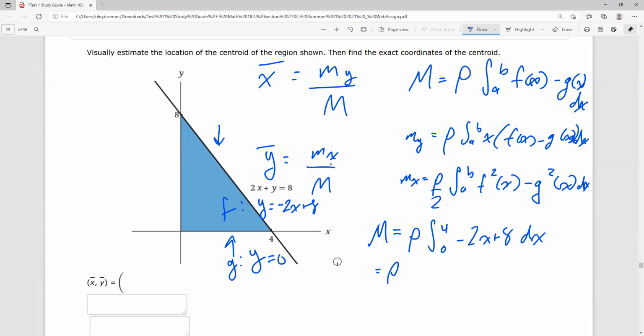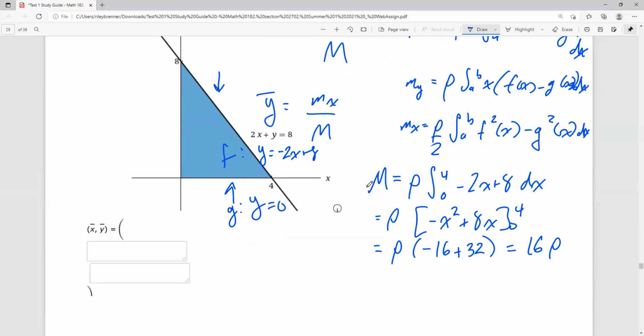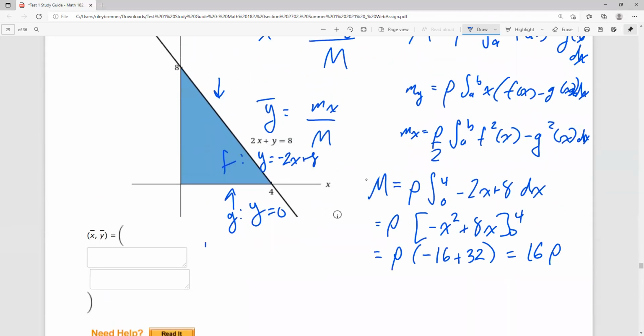M becomes, what is this? Negative x squared plus 8x from 0 to 4. 0 makes that 0, so we just plug in 4. That's negative 16 plus 32, so it's positive 16. 16 rho, right? That's what M is. Now let's go ahead and calculate My and Mx.